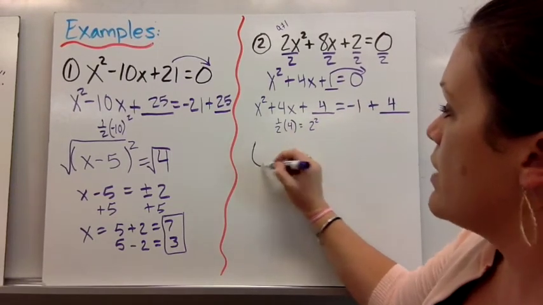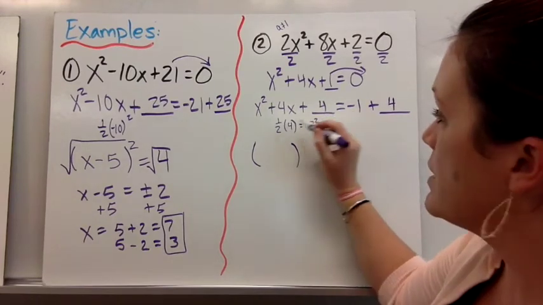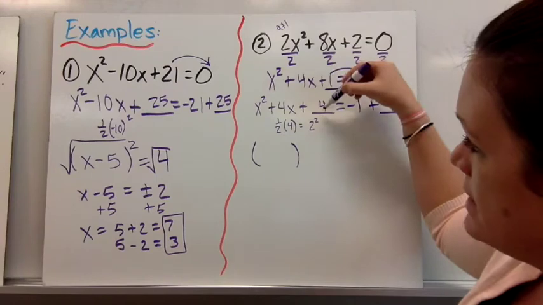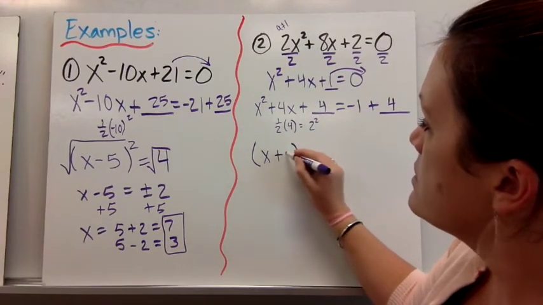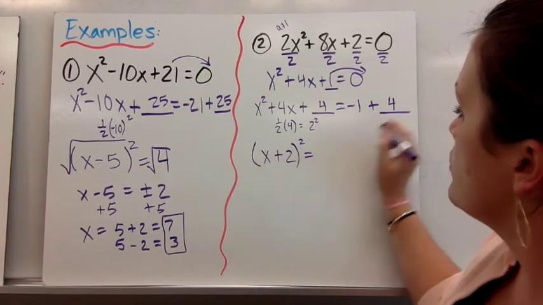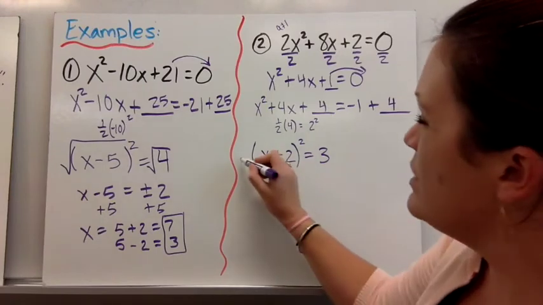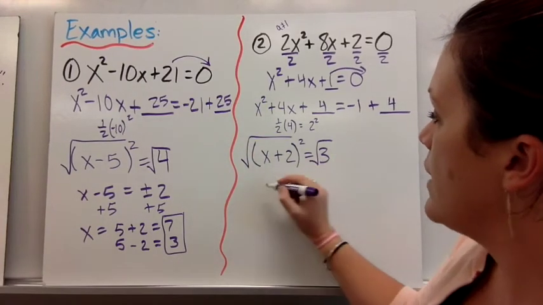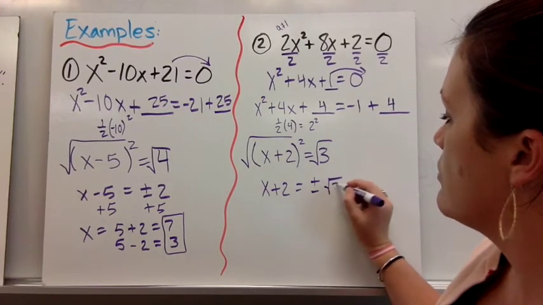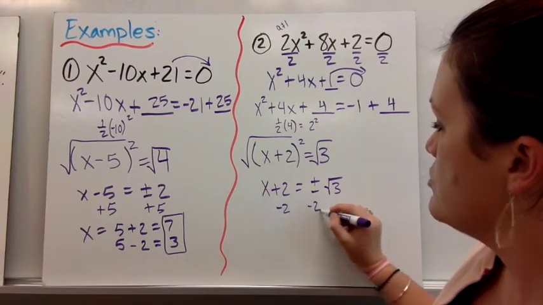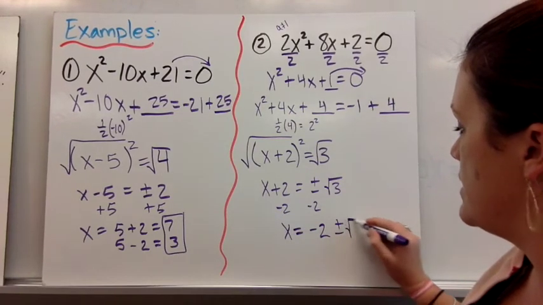So then we could rewrite the trinomial we've created. Now it's a perfect square trinomial because it has that relationship between b and c, and a is just equal to 1. So we write x plus 2 squared equals 3. I added those two together. Now I can continue to solve by taking the square root of both sides. So x plus 2 equals plus or minus the square root of 3. I can subtract 2, so we can leave this answer as -2 plus or minus the square root of 3.